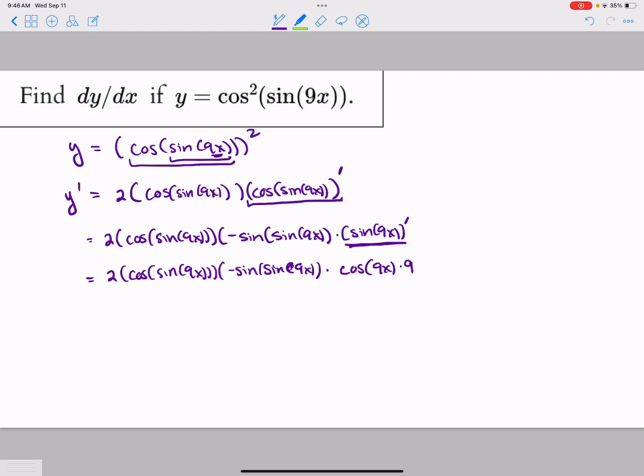Then I'm going to take all my constants, 2, -1, 9, and I'm going to pull them out front and multiply them. So I have -18 out front, and nothing else can be combined. So I have cosine of sine of 9x times sine of 9x times cosine of 9x. So this is the derivative.